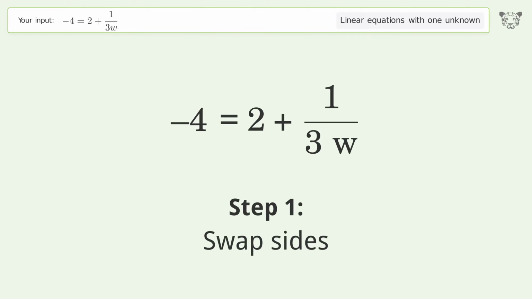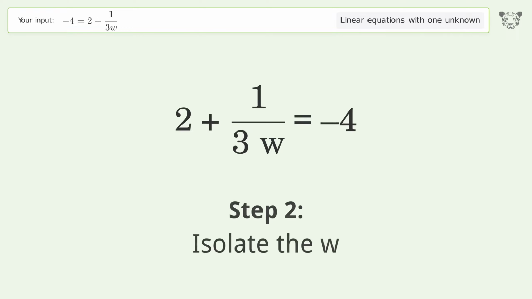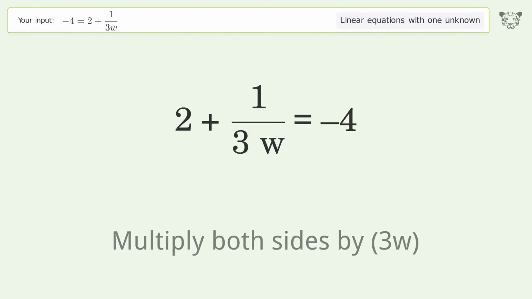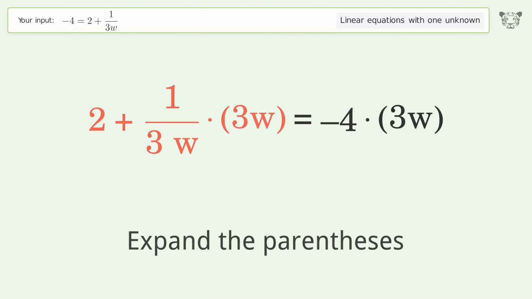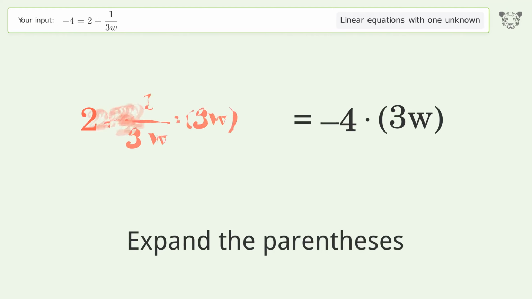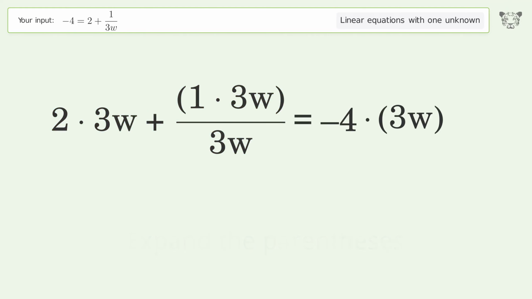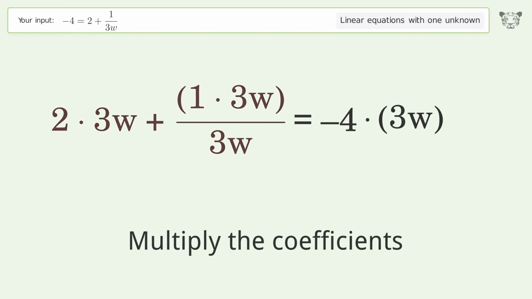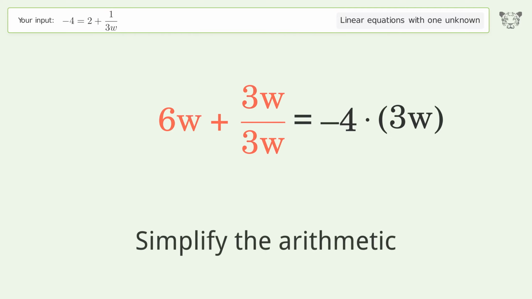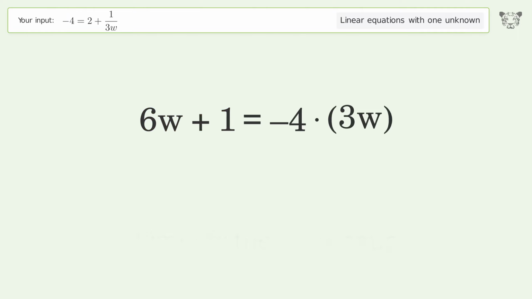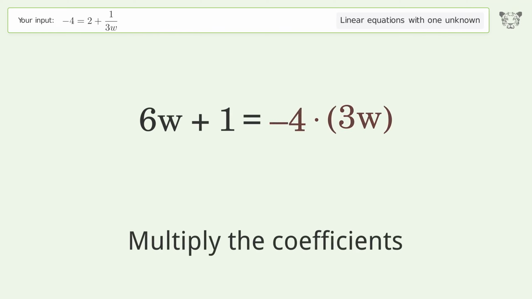Swap sides. Isolate the w. Multiply both sides by 3w. Expand the parentheses. Multiply the coefficients. Simplify the arithmetic. Multiply the coefficients.